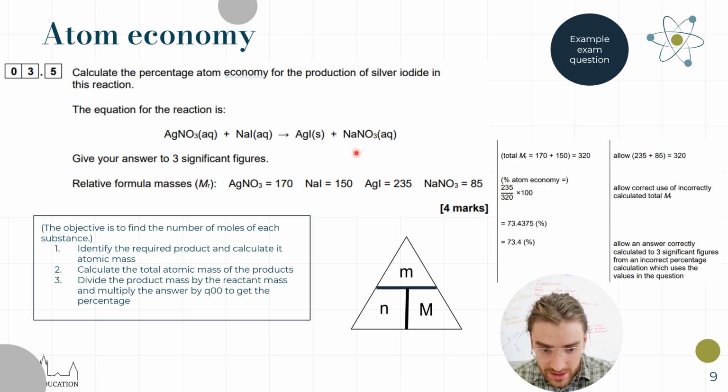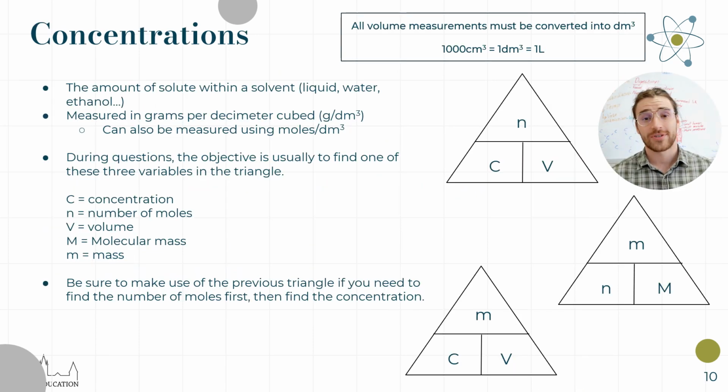Even though we don't really need sodium nitrate, we still have it. The total mass of our reactants is going to be 170 plus 150, which is 320. That goes to the bottom. And then the atomic mass of our desired product is 235. So 235 divided by 320 multiplied by 100. The percentage atom economy is then going to be 73.4%. See, easy enough.